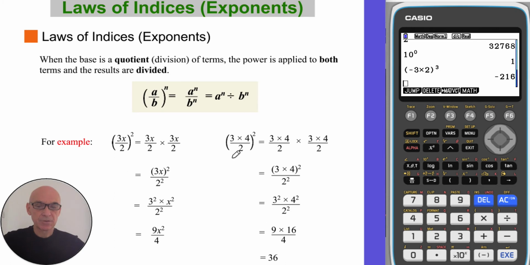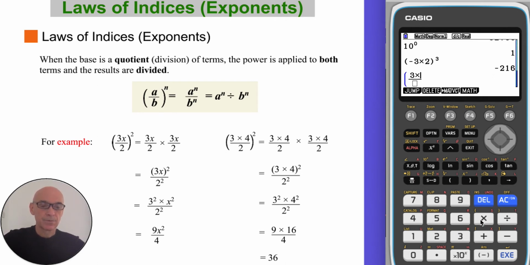Performing the same calculation numerically, we need to square the numerator, so we need to square the product of 3 times 4, so we need to square the 3 and square the 4, giving 9 and 16, and in the denominator we need to square the 2, giving 4, giving an overall result of 36, which again we can check on the calculator. Brackets, fraction, 3 times 4 over 2, close the brackets, raise the power of 2, equals 36.